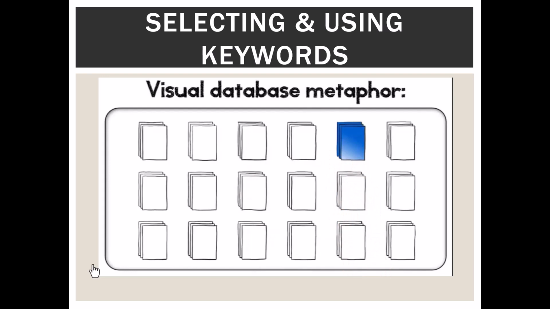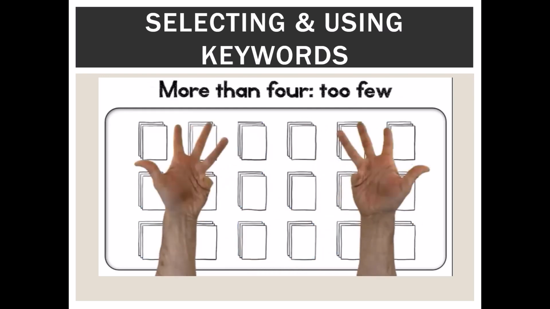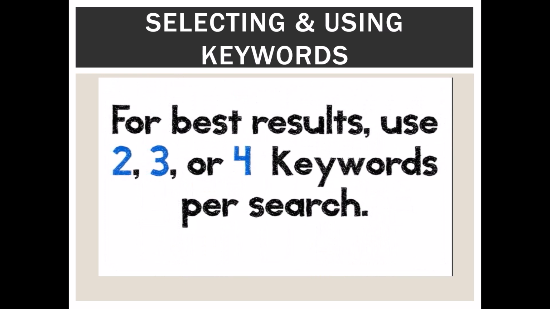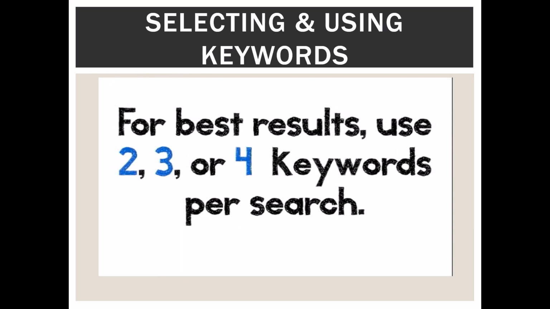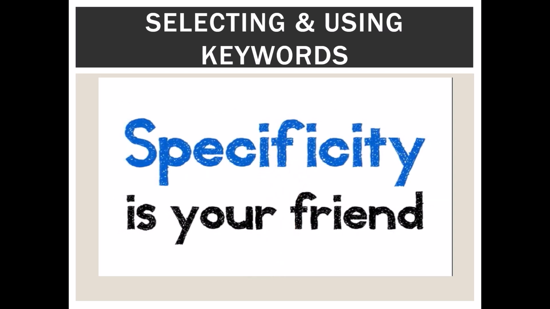2 to 4 keywords or key phrases are usually sufficient for a search. This isn't a case of more is better. It's a case of the right amount is the right amount. Only use 1 keyword and you'll get way too many results. More than 4 keywords and you might not get any. 2 to 4 keywords will hopefully yield a few dozen to a few hundred results. That's the sweet spot. The quality of your keywords makes a difference too. The more unique and specific, the better.